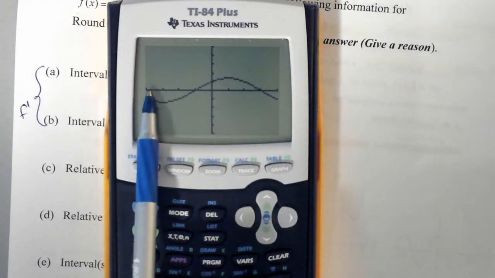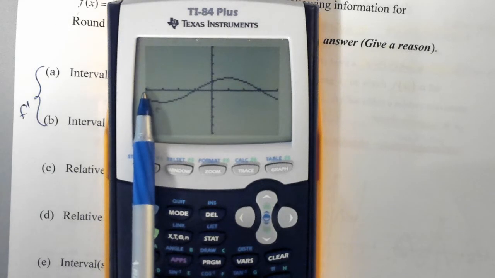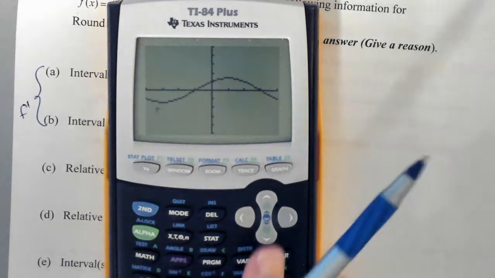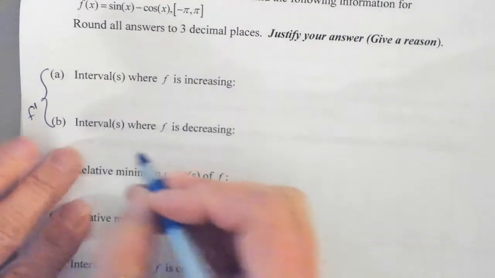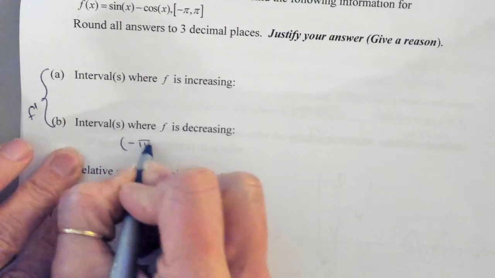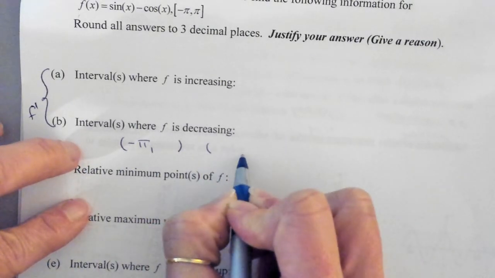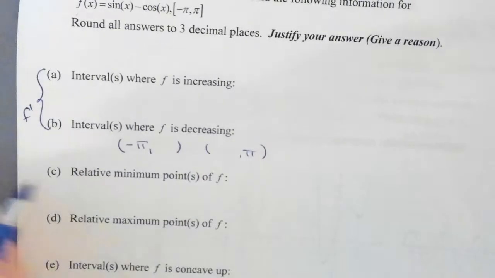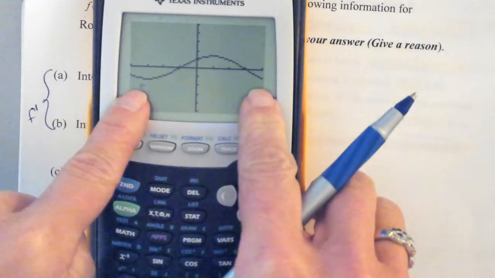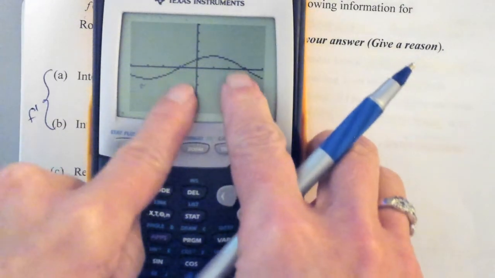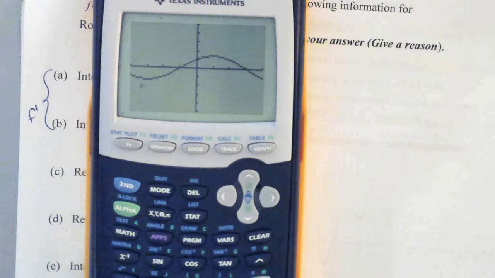So what is this value right here? Well, that's right, it's negative pi. So we know decreasing, we're going from negative pi to somewhere, and then from another somewhere to pi. Isn't that what we confirmed, correct? So if I figure out what these values are, then I have everything I need.